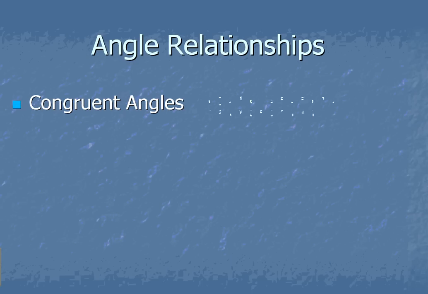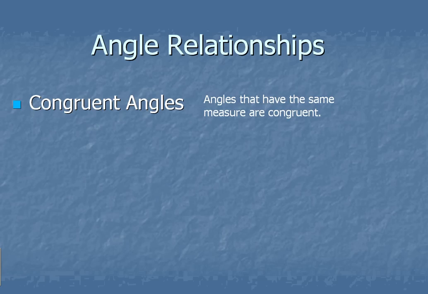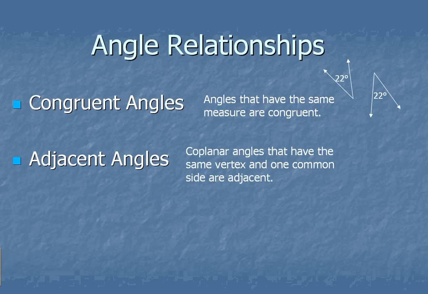So angle relationships, we have congruent angles. All they need is the same measure. Adjacent angles. Adjacent angles are very important. They share a vertex and a side, and they're coplanar, so they look like this. So angle 1 right here, and angle 2 right here are adjacent.